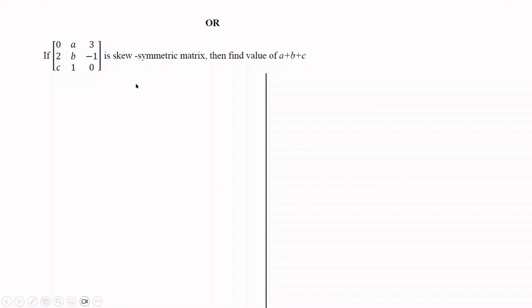Now we have the OR part of the same question. Here it is given if the matrix 0, A, 3; 2, B, minus 1; C, 1, 0 is a skew symmetric matrix, then find the value of A plus B plus C. So here let us take this matrix as A, and it is given this matrix is a skew symmetric matrix. After using this condition, let us find A, B and C, and then we can find the value of A plus B plus C. So let us take A equal to the given matrix.